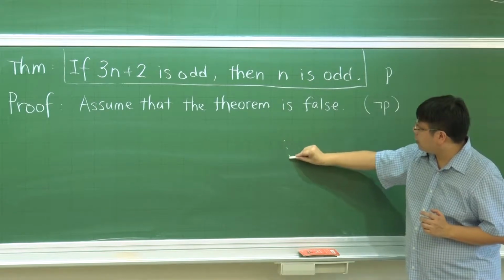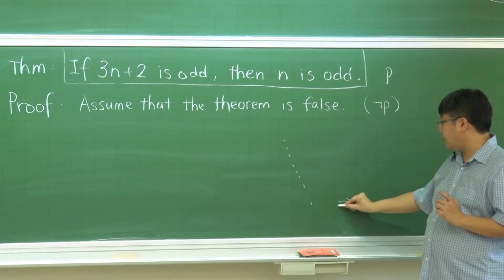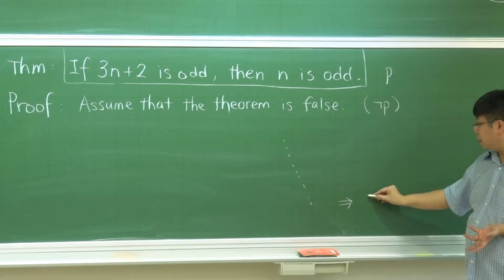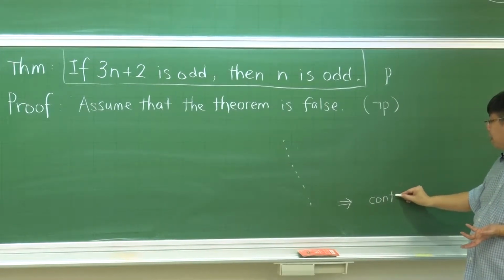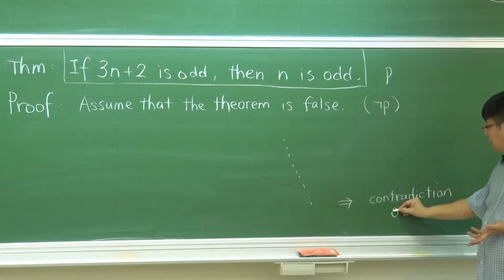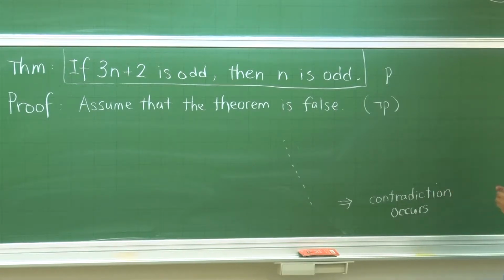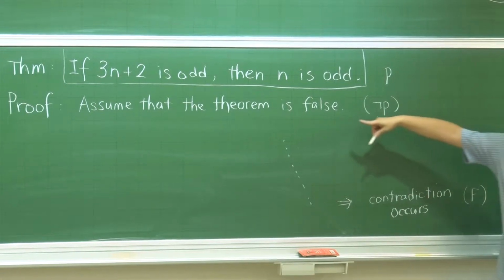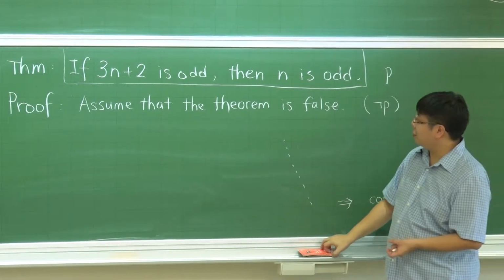And hopefully, after certain steps, we will arrive at some contradiction as a conclusion in the end. If we arrive at a contradiction as a conclusion at the end, then we are actually showing not P implies false. Okay, if we have not P implies false, then P has to be correct. Is that okay? So this is the strategy that we have. Okay, so let's fill in the blanks.